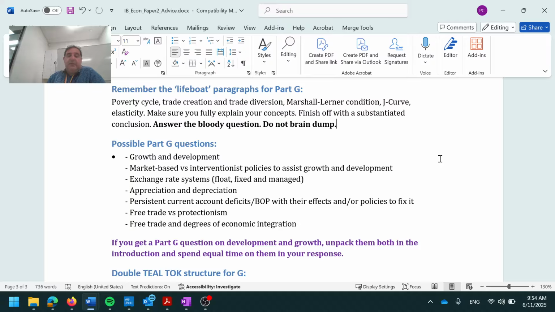And then finally, economic integration. Okay, so whether it's a common market, a customs union, a free trade agreement, or even a monetary union, that could be a question.